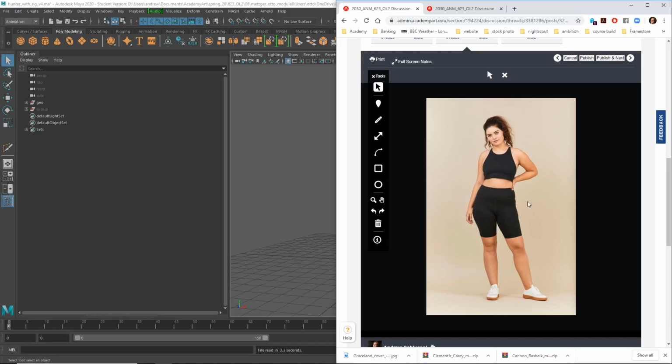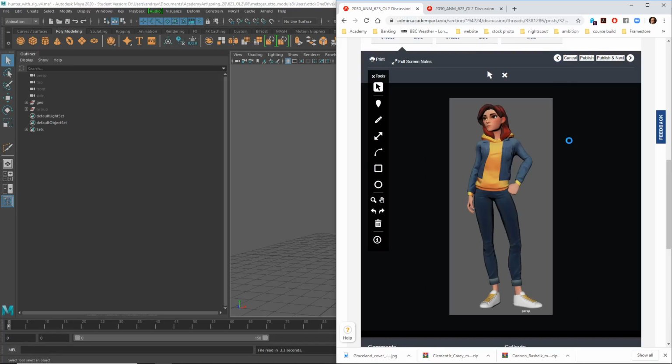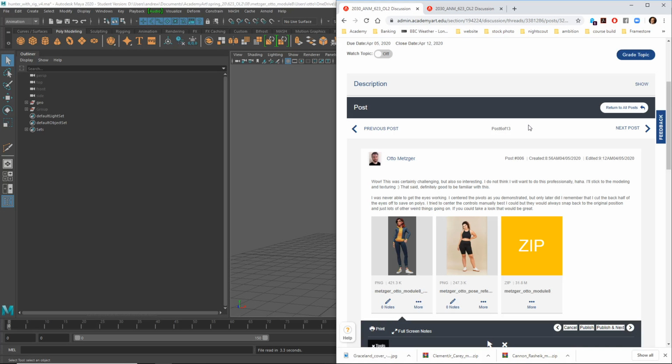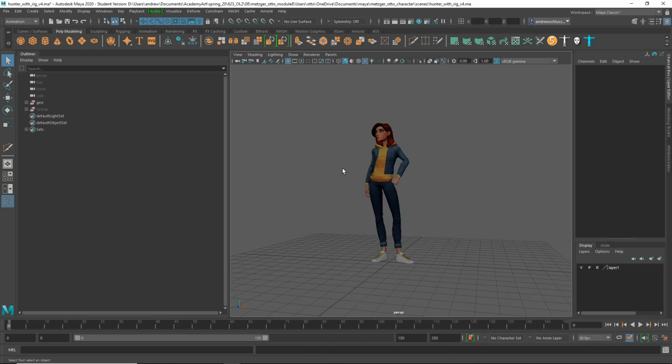Alright, first of all, nice job on the pose here. Character's looking really good. Some problem with the eyes we can take a look at.